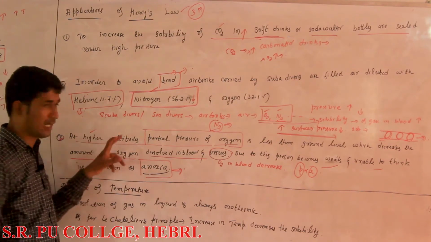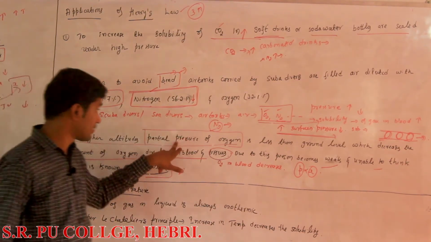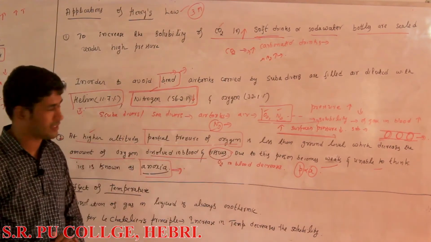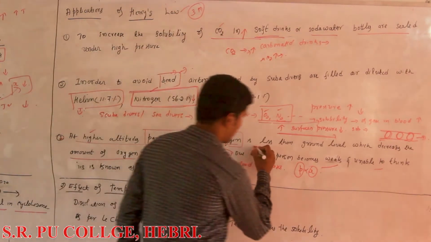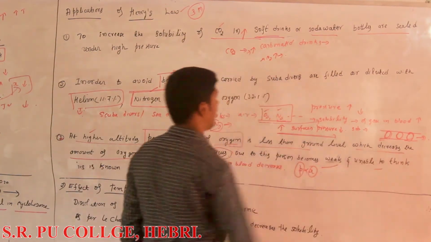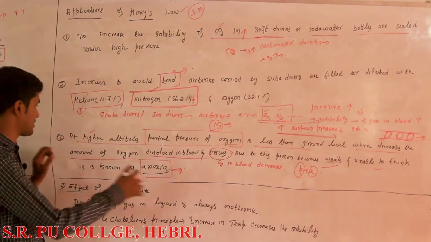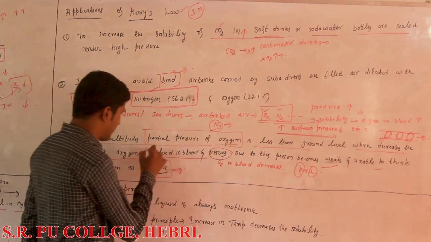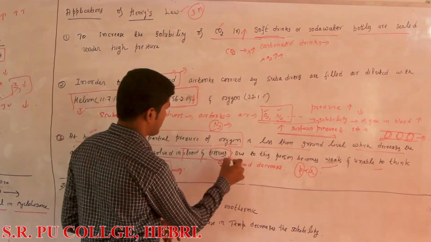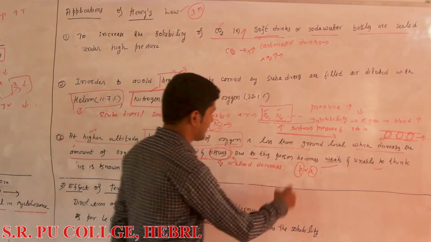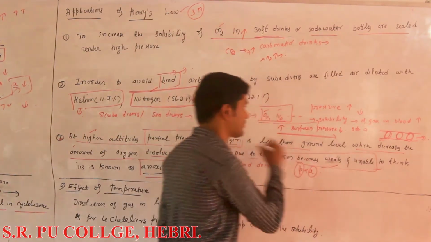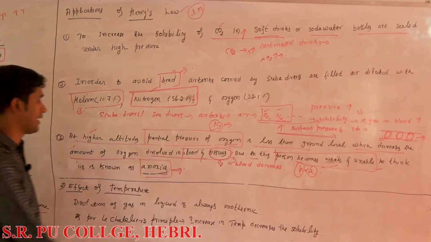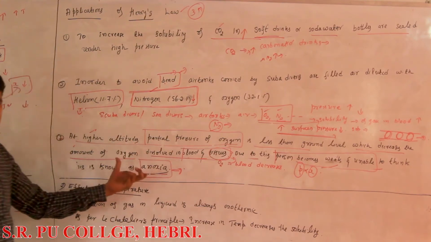At higher altitudes, at high peaks, pressure is less, due to that the partial pressure of oxygen also decreases. Due to this, what happens? The concentration of oxygen in blood decreases. Concentration means solubility of oxygen in blood decreases. Due to that, in our blood or in tissues, the amount of oxygen decreases. And due to this, what happens? That person becomes unable to think and becomes weak, and that serious medical condition is known as anoxia. This can be avoided by carrying oxygen tanks or air tanks along with them.